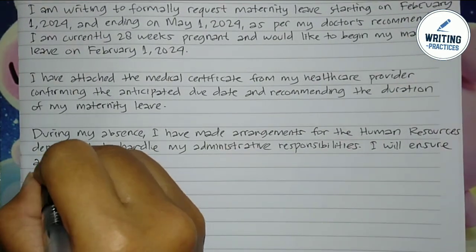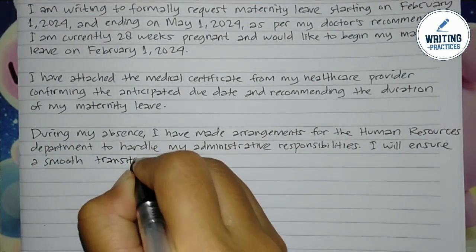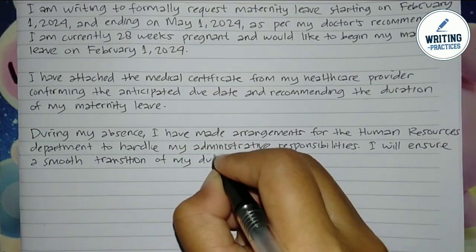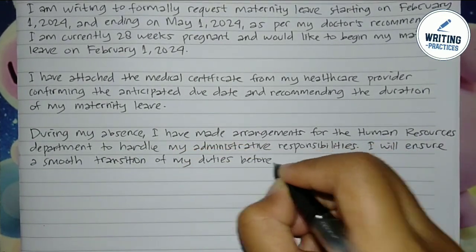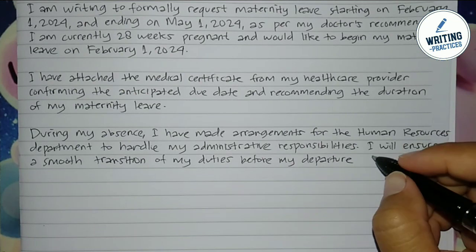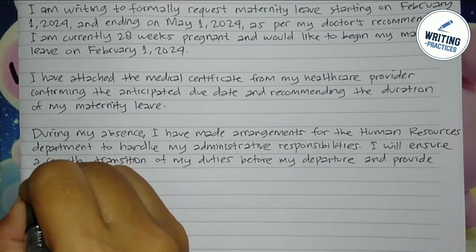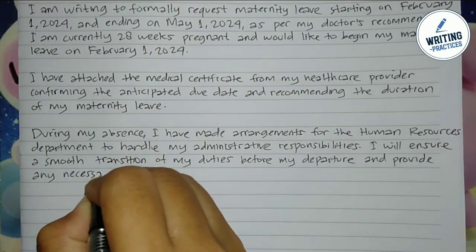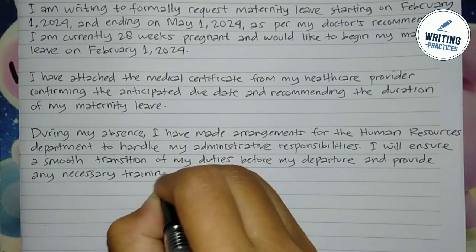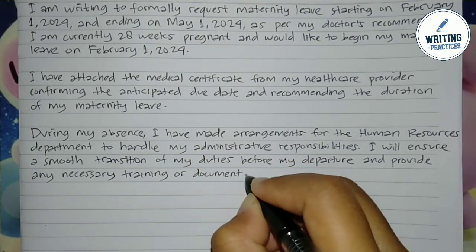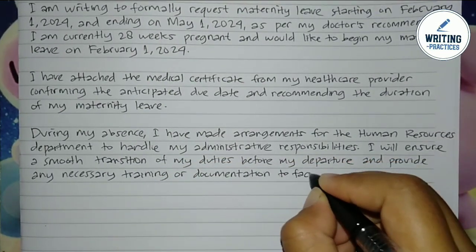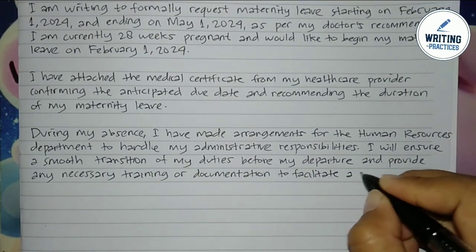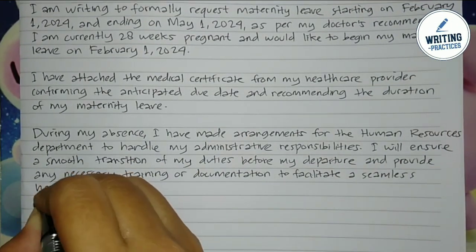Besides that, you must also express commitment to ensuring a smooth transition of duties, and offer assistance in training or documentation. You may write something like, "I will ensure a smooth transition of my duties before my departure, and provide any necessary training or documentation to facilitate a seamless handover."